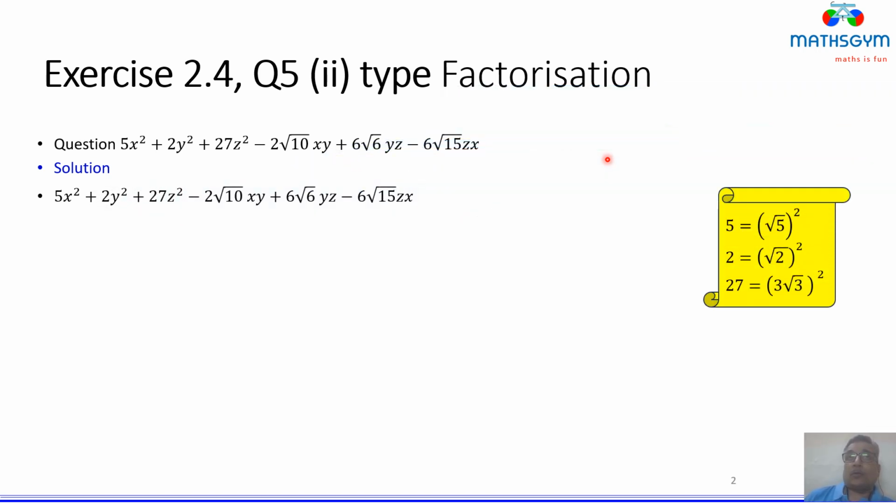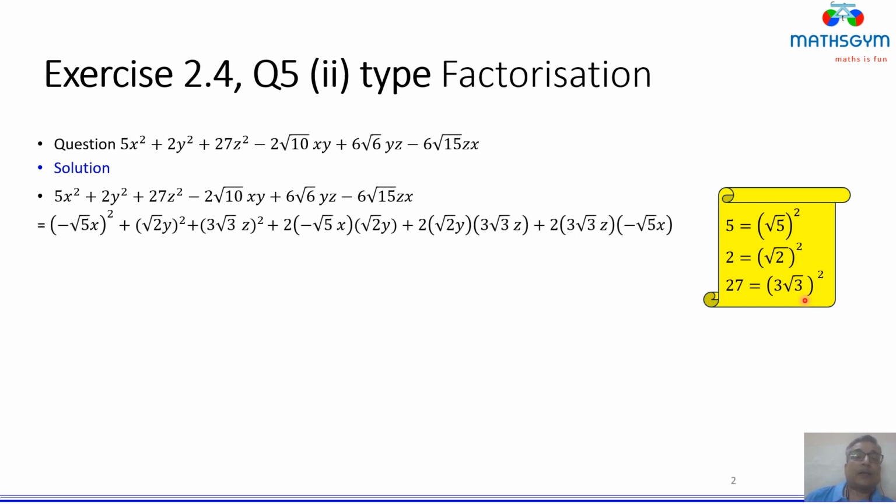You also need to understand that although 5 is not a whole square, 5 can be written as root 5 whole square, which is root 5 into root 5, resulting in 5. Similarly, 2 can be written as root 2 whole square. And 27, again not a whole square in itself, can be written as 3 root 3 whole square. This helps in understanding the next step. The next step becomes minus root 5x whole square. Do remember why we chose x as the negative one.